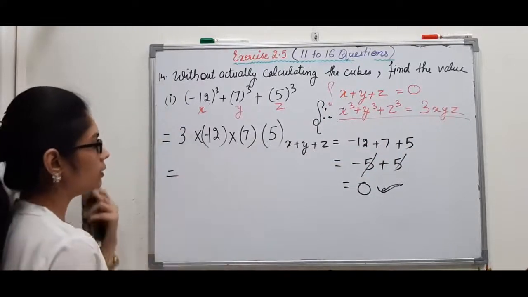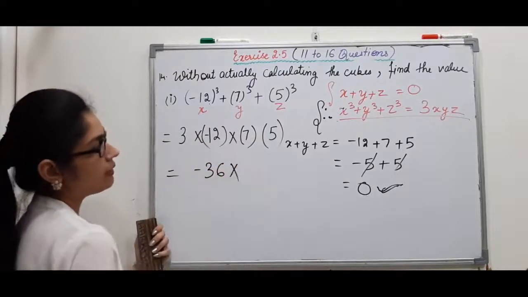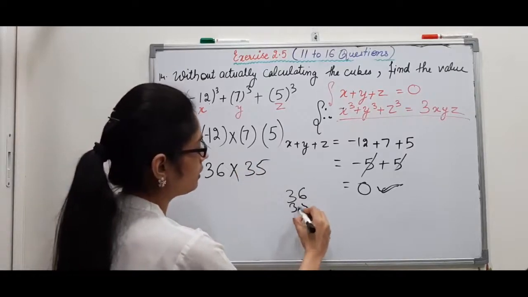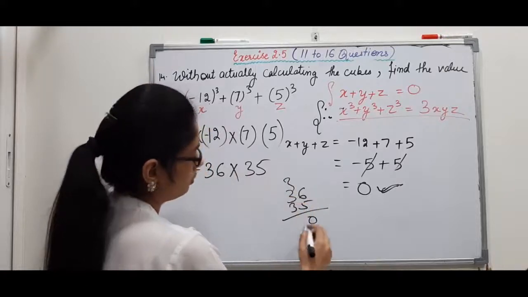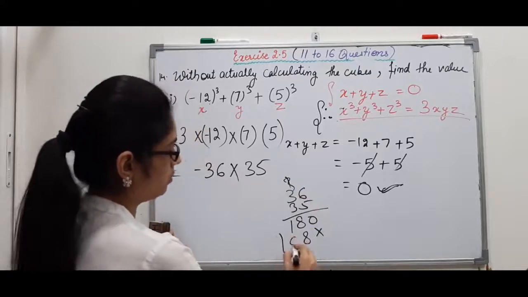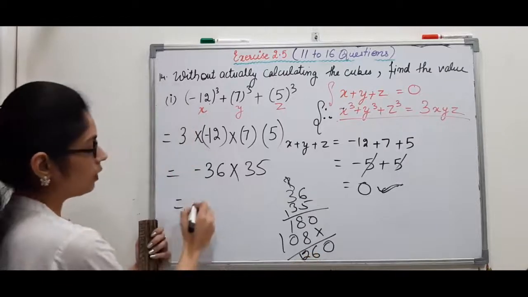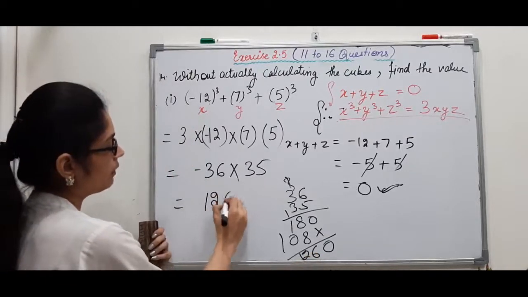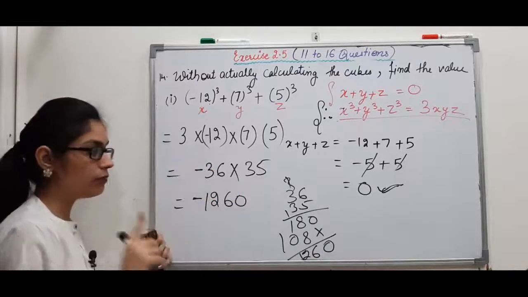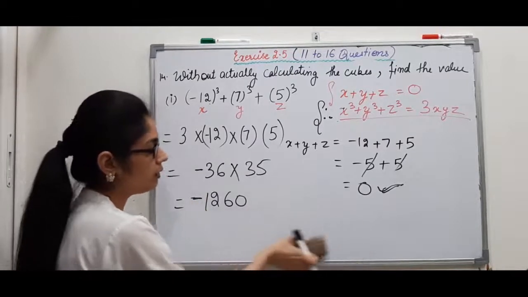So 3 into minus 12 is minus 36, into 7 into 5, 35. So we can do the multiplication, 35 into 36. So the multiplication I am doing, it is 1260 with the minus sign, because only one minus sign is there. With only one minus sign in the multiplication, the answer will also have a minus sign.